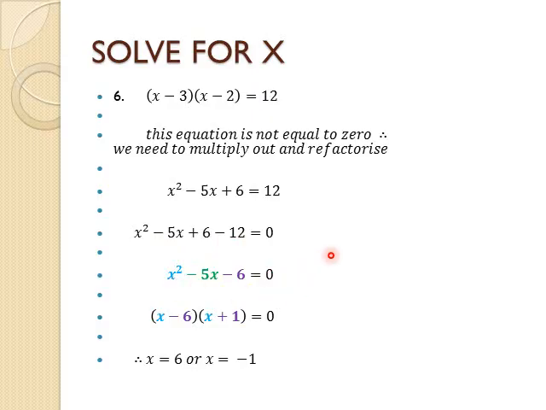So generally you'd get 1 mark for writing in standard form. Now I refactorize. x squared is simply x times x. Factors of negative 6 that give me negative 5 would be negative 6 plus 1 would give me negative 5, and negative 6 times plus 1 gives me negative 6. So x equals 6 or x equals negative 1.